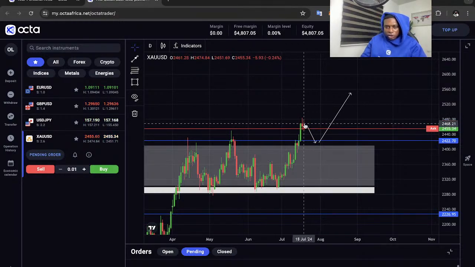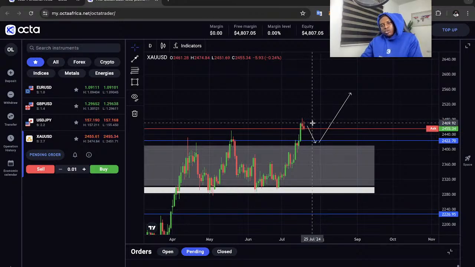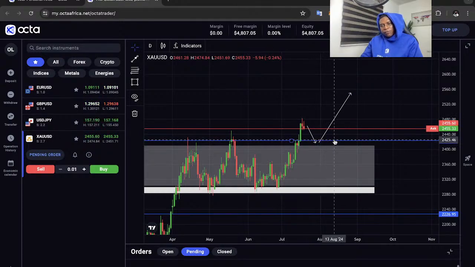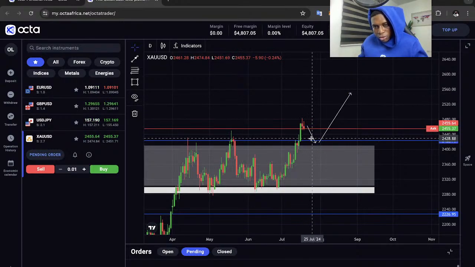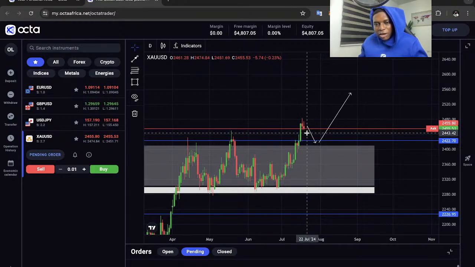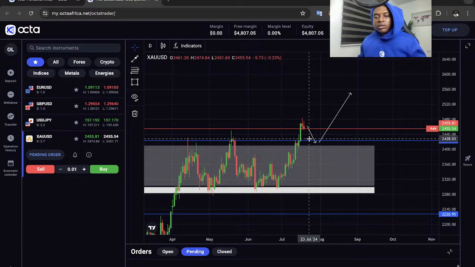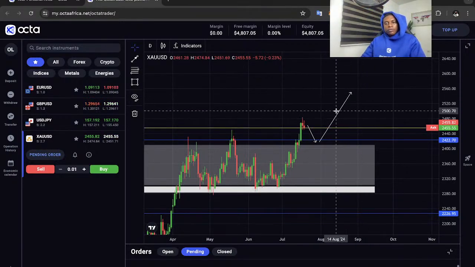Look at shorting gold from the 2470 region to the 2420. Of course, this is a short-term trade. However, if you are looking for a long-term trade, then you wait for this reversal to complete. It either goes 50 or 80% of this candlestick, and then you start buying up the gold from this level.